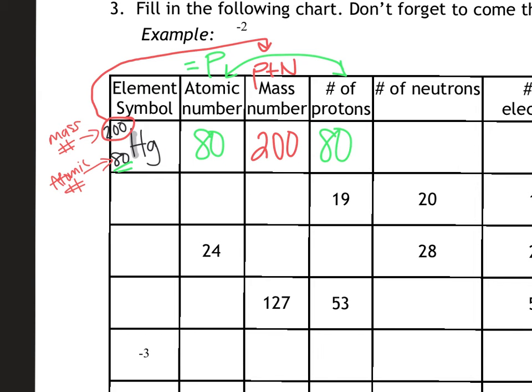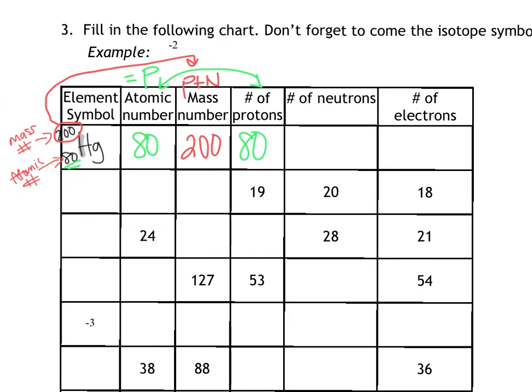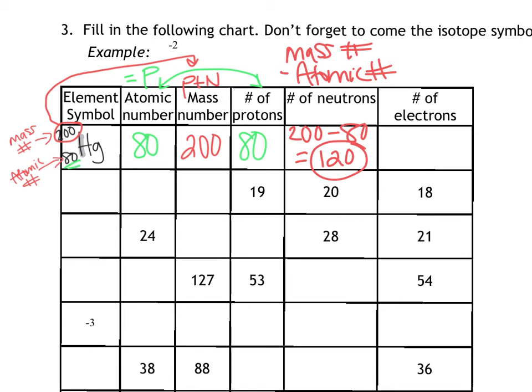Now we have to solve for the number of neutrons and the number of electrons. For the number of neutrons, we have to do a little bit of math. If you remember, it's mass number minus atomic number. That is how you find the number of neutrons. In this case, we've got 200 minus 80, which gives us 120. So that's my answer for that one.